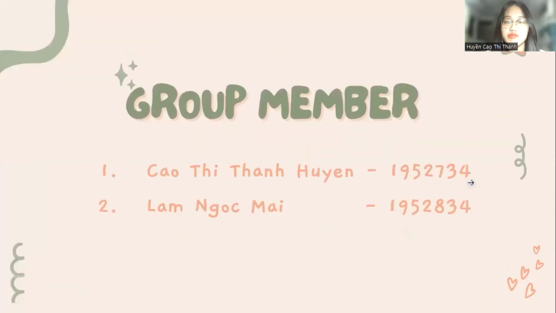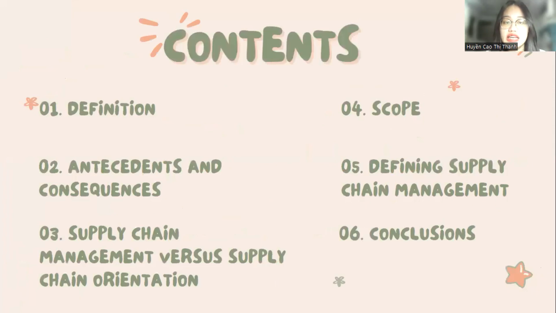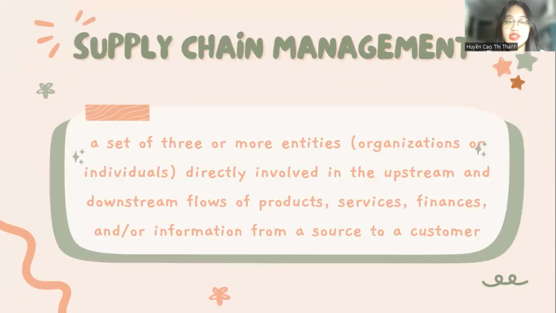So here are our group members. There are six parts in our contents. Now let's move to the first one, the definition of supply chain management. It is considered a set of three or more entities directly involved in the upstream or downstream flows of product, service, finance, and information from a source to a customer.